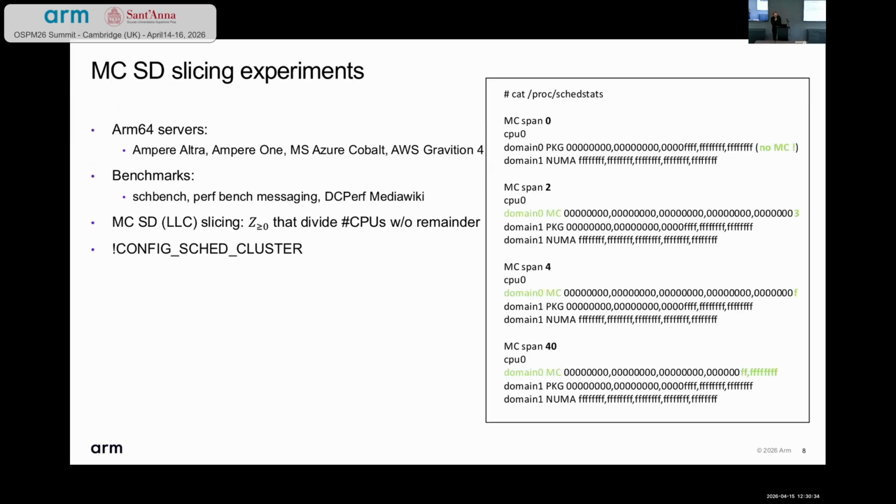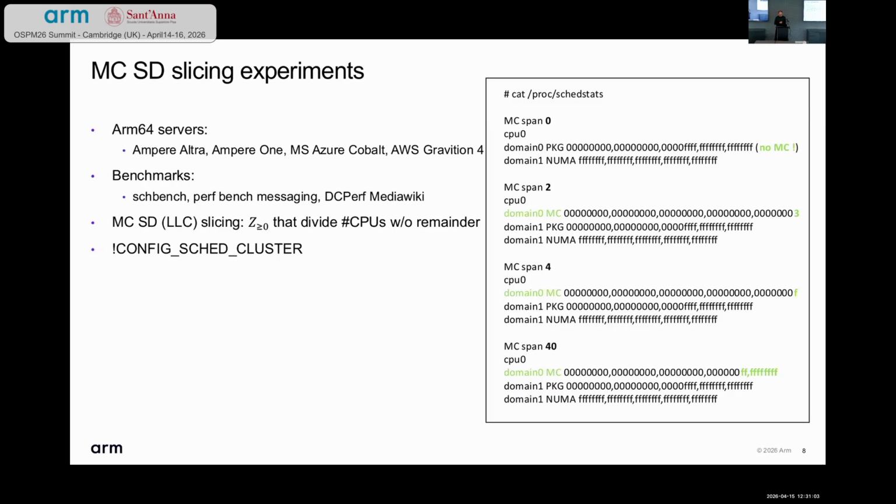This is just an example of what we did. This is all early work right now for us as well. We use the Ampere. We use different servers like the one I already talked about. We run different benchmarks, Schedbench, etc. Some of them were already mentioned in different talks during this OSPM, and we just sliced the MC. One thing to notice here is it's still before CONFIG_SCHED_CLUSTER became default.